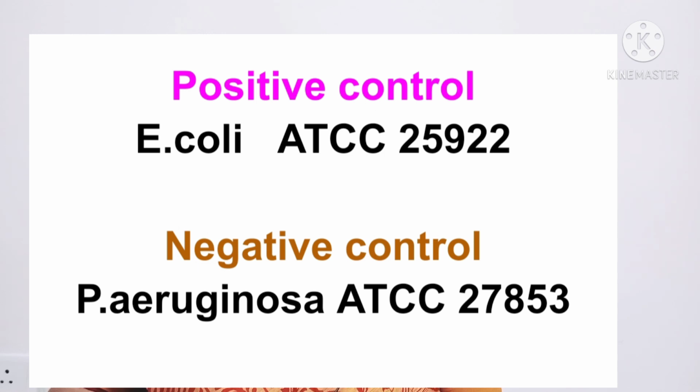Here we have to use E. coli ATCC 25922 as the positive control and Pseudomonas aeruginosa ATCC 27853 as the negative control. Some ATCC strains of Klebsiella pneumoniae, Proteus mirabilis, etc. are also used as negative controls.